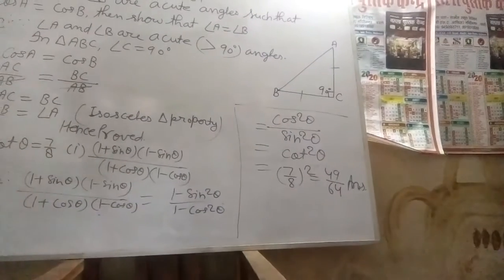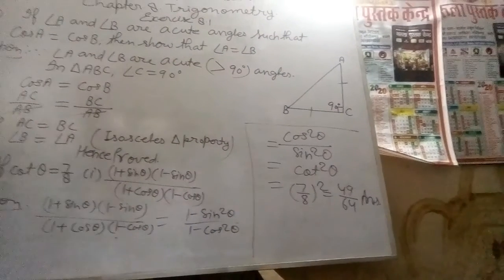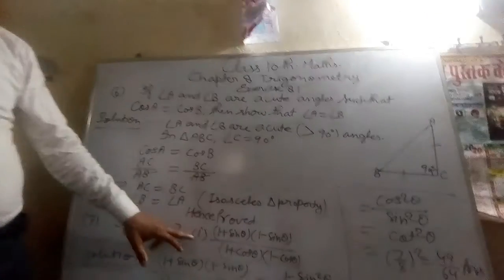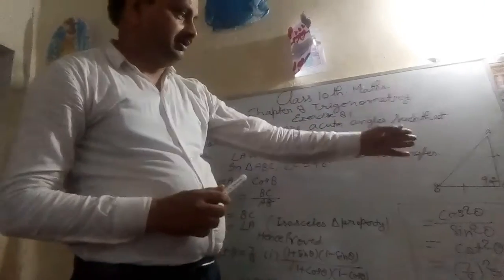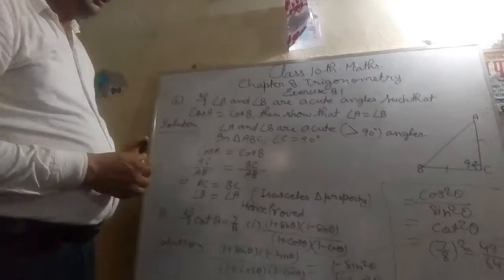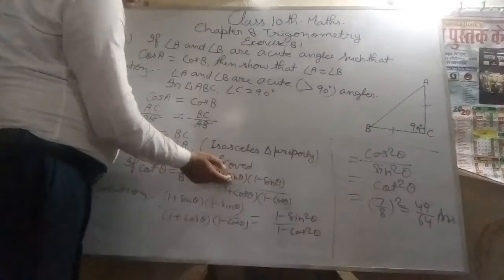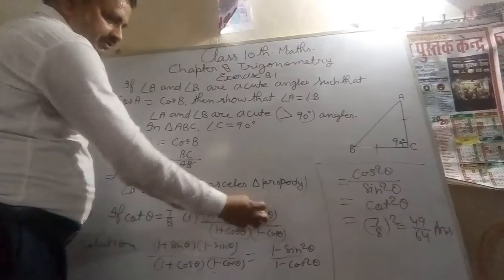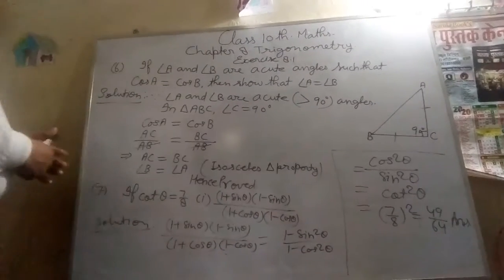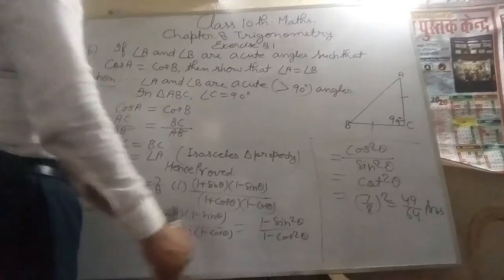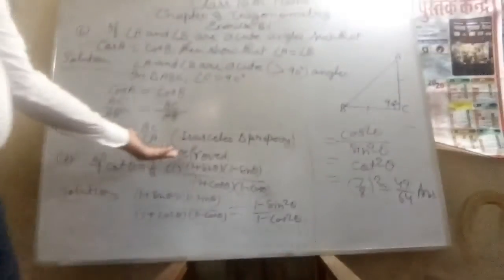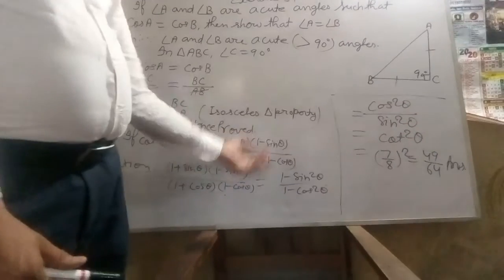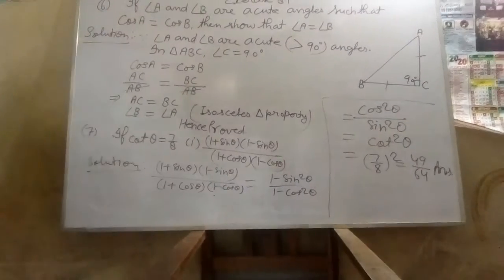This is the solution by using trigonometric identity. But you can solve without using trigonometric identity also by drawing a triangle, and first find the value of sin theta and cos theta and put both the values here, and you will get the same answer as 49 by 64. And here given second part cot square theta. So we have solved both the problems in one question.